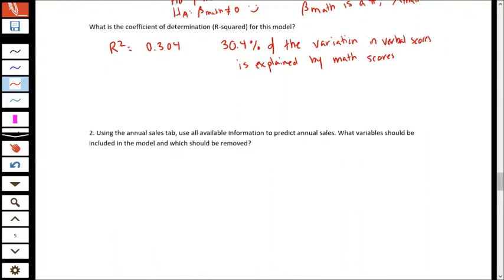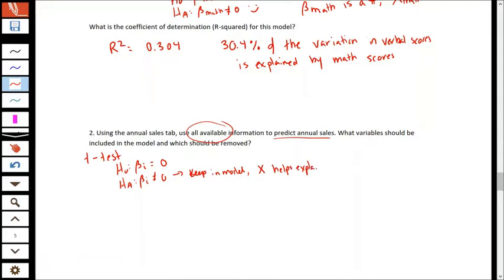So question 2 here says, using the annual sales tab, use all available information. So now we're going to run a multiple regression to predict annual sales. It asks us what variables should be included in the model and which should be removed. So anytime we're talking about what should be included or removed, we're talking about that t-test, which again had the null that whichever one we're on, the coefficient is 0, versus the alternative that the coefficient is not 0. And if it's not 0, it means that we should keep it in the model, right? It means that the x helps explain y.